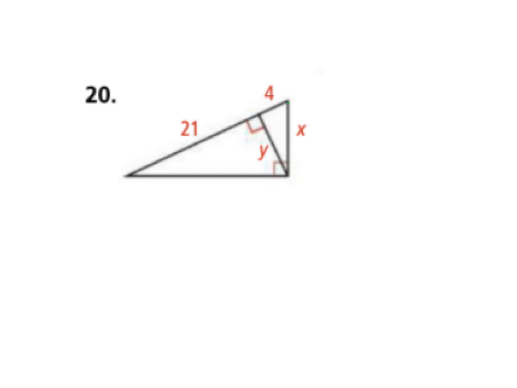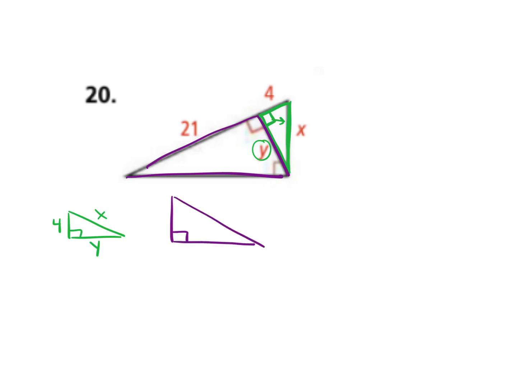Okay, so your smallest triangle, I'm going here. This is your right angle. So you have 4. The longer leg is the y. And then the hypotenuse across from the right angle is the x. The middle triangle is this guy, which is going to flip over. So your shorter leg is the y. Your longer leg is the 21. And then the hypotenuse across from the right angle, we don't know.